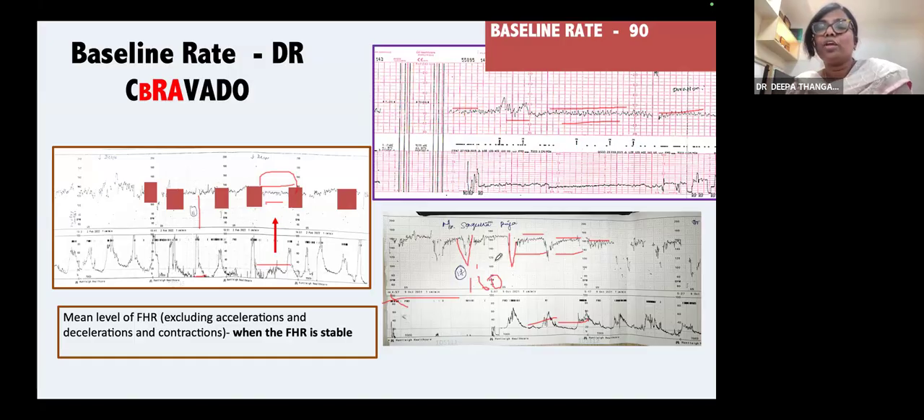We don't know. So we need to reassess whether this is correctable. Do a PV, assess whether she is in labor. If she is not in labor, try to correct, do an intrauterine resuscitation, and then follow the trace and evaluate whether it is correcting. All those things you have to do. So by looking at the baseline itself, you come to the conclusion that for a 40 weeker, this is not normal.